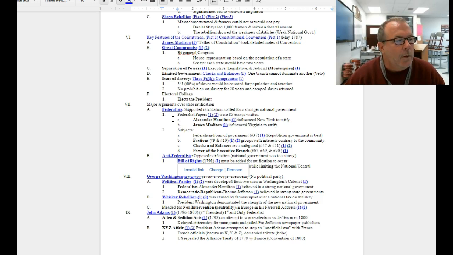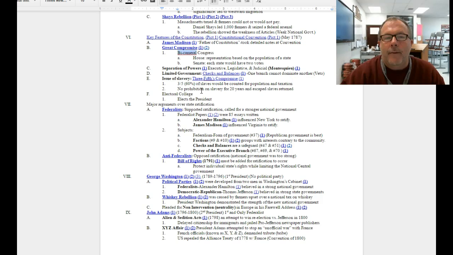The compromise was one that called for a bicameral, or you need to know that that's a two-house Congress, and that there would be one house in which the population of a state would determine its representation, and then in the other house, called the Senate, each state would have an equal vote.